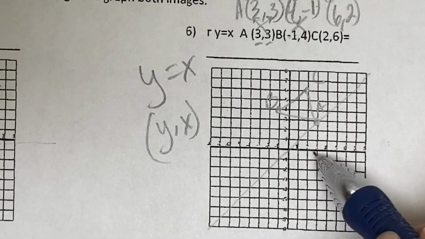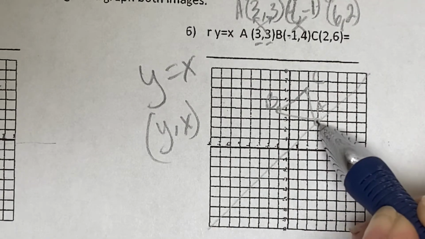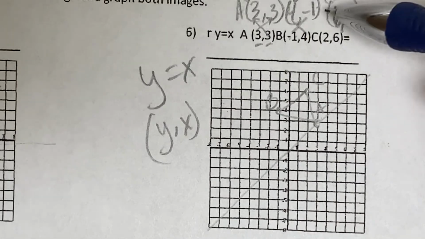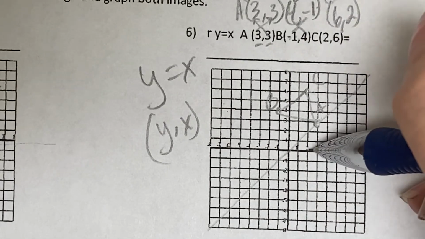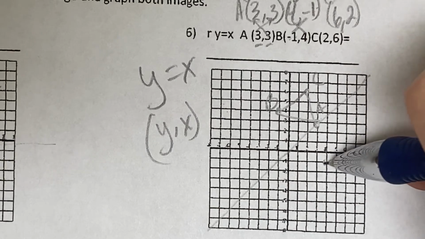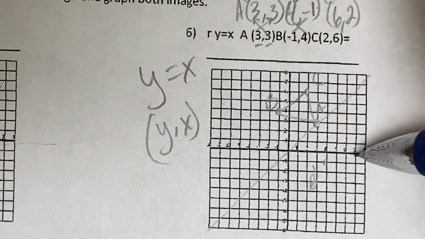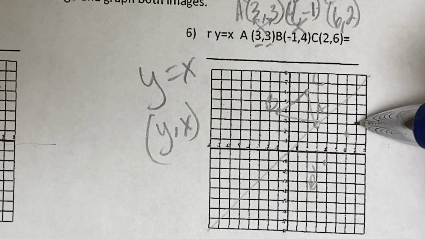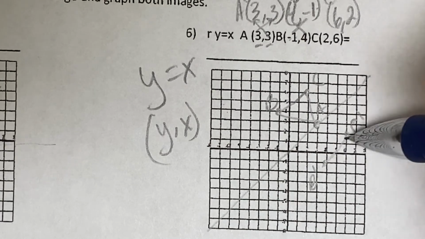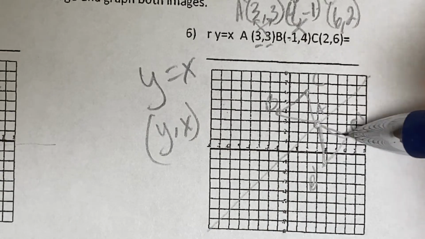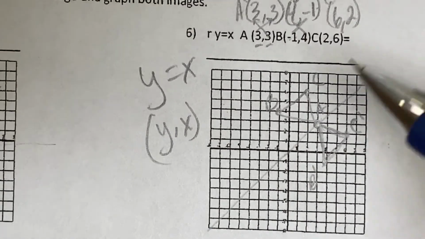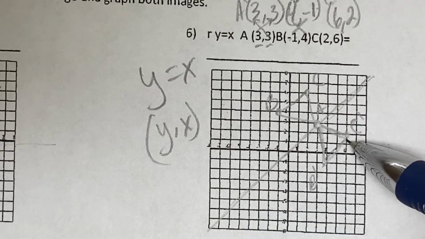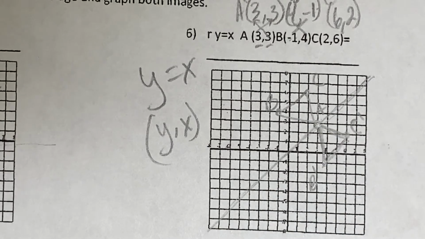So 3, 3. Again, when your finger touches the mirror, your finger and your reflection are in the same spot. 4, negative 1 would be B prime, and 6, positive 2. Okay. So then if we were to fold the paper along the line of reflection, C would land on C, B on B, and A on A.